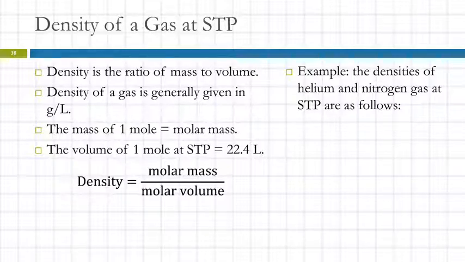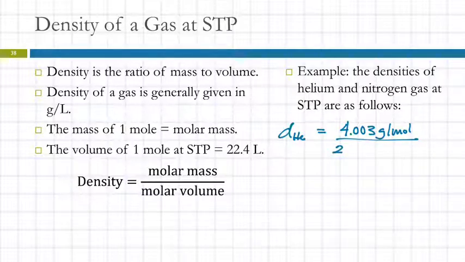So let's try that for nitrogen and helium. The density of helium would equal the molar mass divided by the molar volume. So 4.003 grams per mole divided by the volume, 22.4 liters per mole. The per moles cancel out. And we get 0.179 grams per liter.